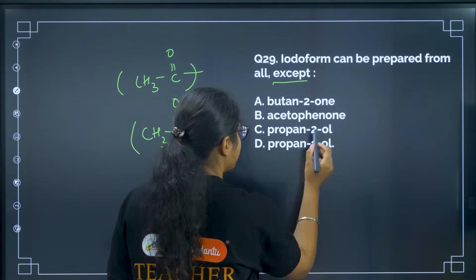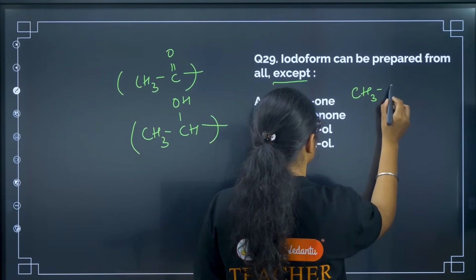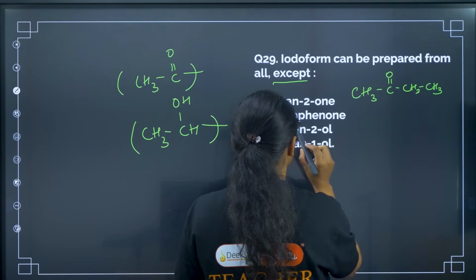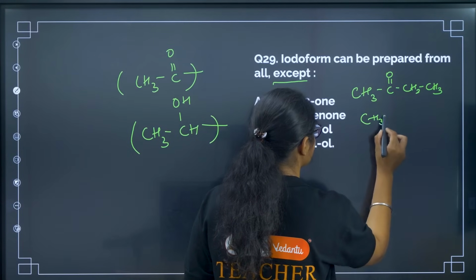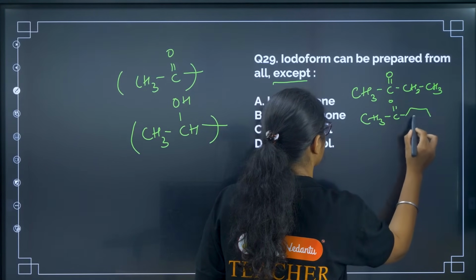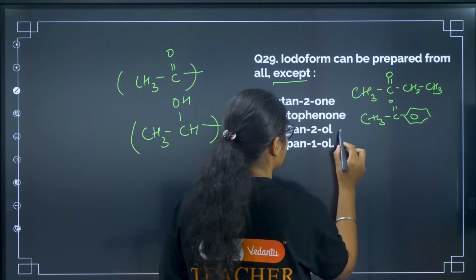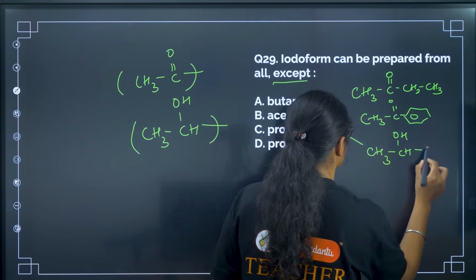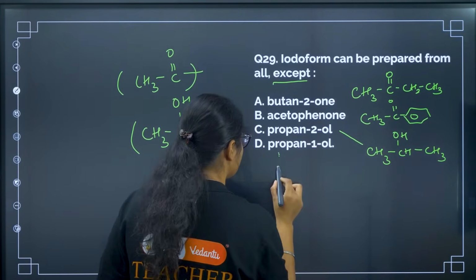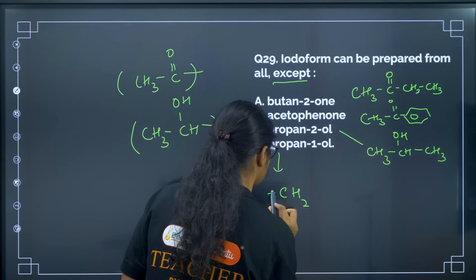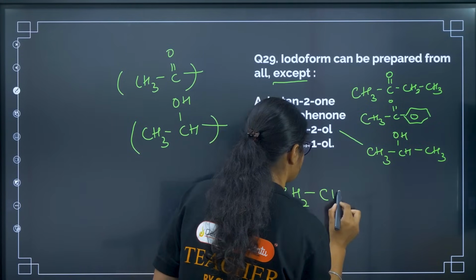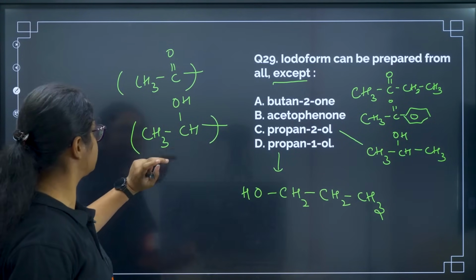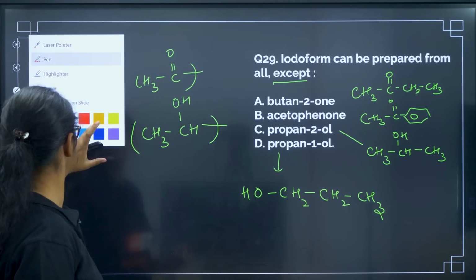So butan-2-one, if you draw the structure, this is butan-2-one. Okay, next we have acetophenone. This is acetophenone. Next we have propan-2-ol. So CH3, this is propan-2-ol. Next we have propan-1-ol. Now you see which compound does not have this. First, is the CH3CO group there or not?